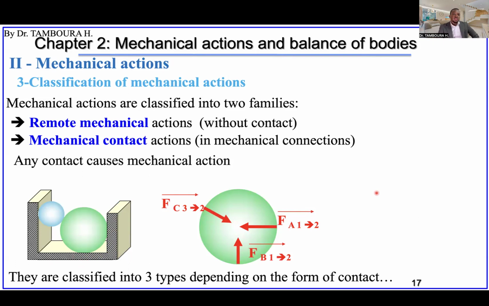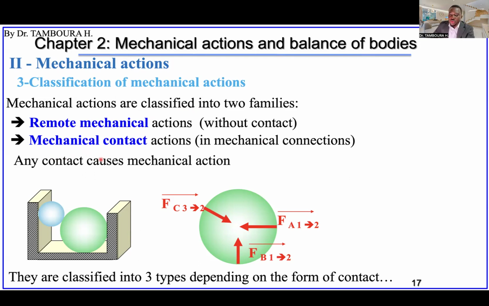So these contact actions are classified in three categories depending on the type of contact. We are going to give a few examples in each case. Three types of contact. Each type of contact will produce a different type of force.